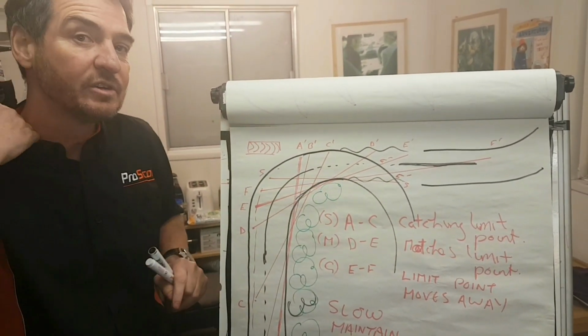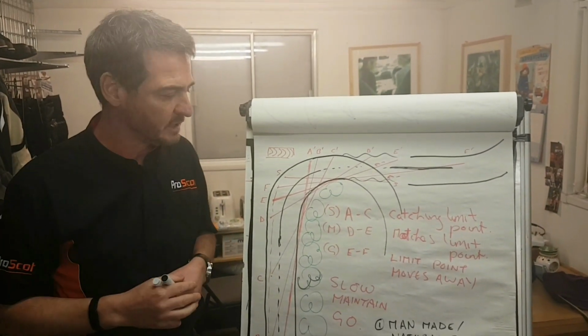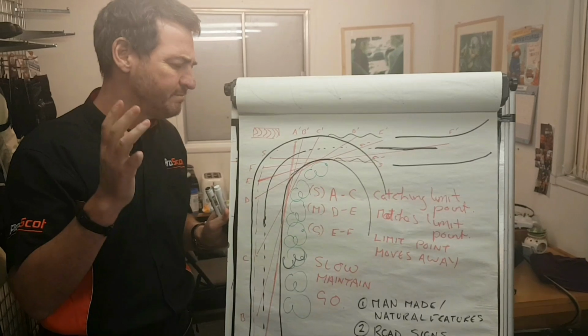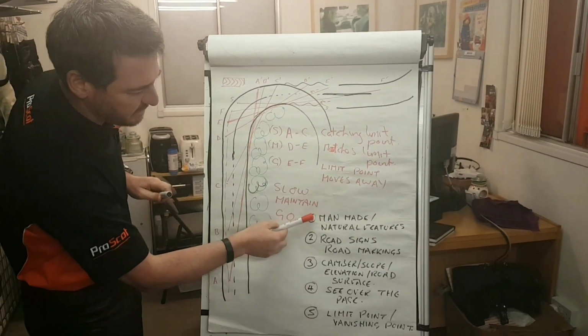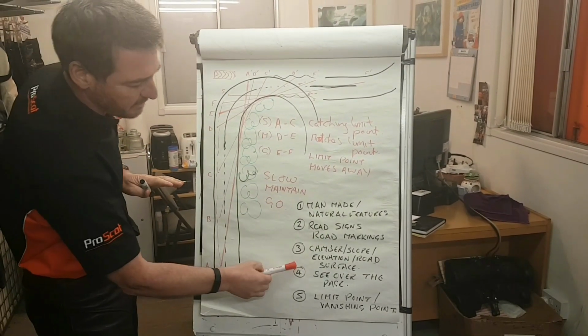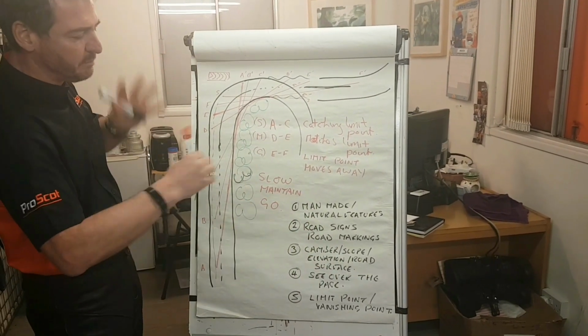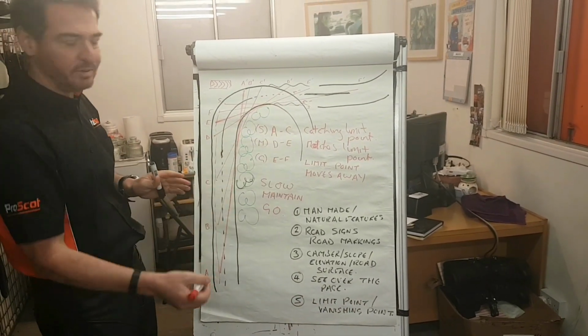Now we're going to show this actually out on the road. I'm actually going to take the phone and show you how it's happening as well. But there's the limit point, vanishing point, brilliant technique. So when I'm approaching bends, I'm using all this: the man-made and natural features, road signs, road markings, the camber, the slope, the elevation, and I'm taking all that information, putting it into my riding plan. I'm also using the vanishing point, limit point like I just showed you, and putting that in the riding plan.